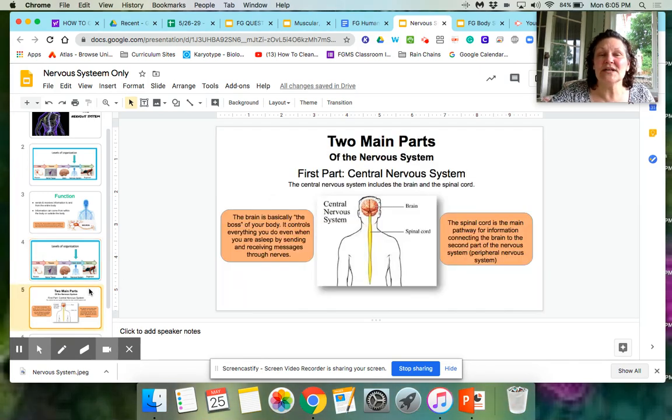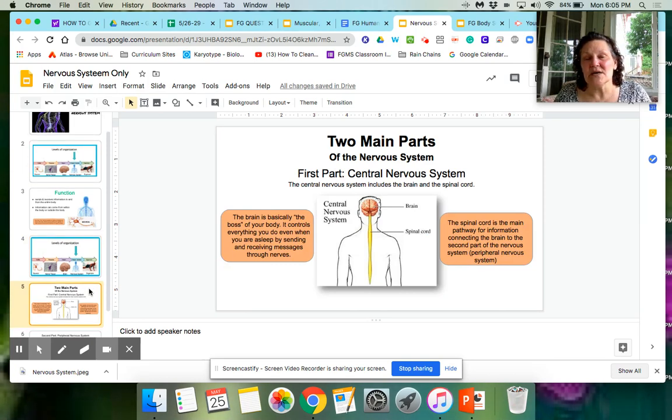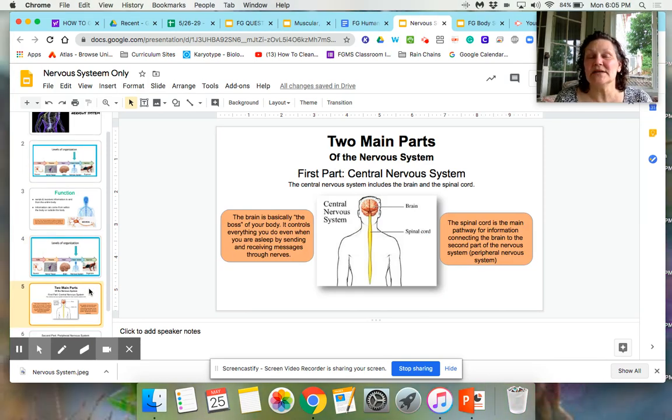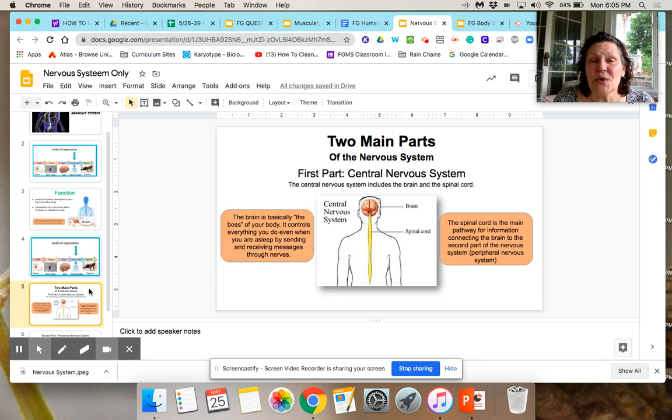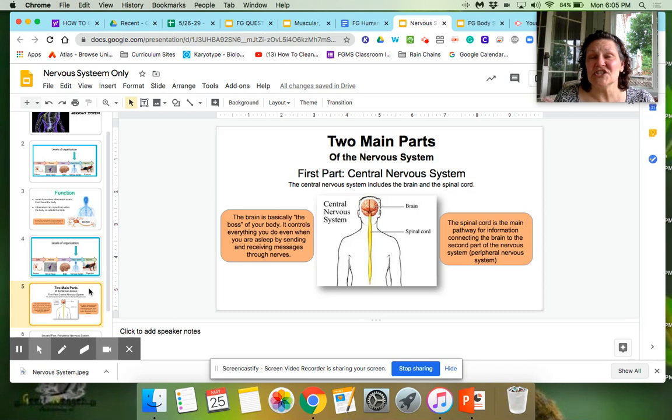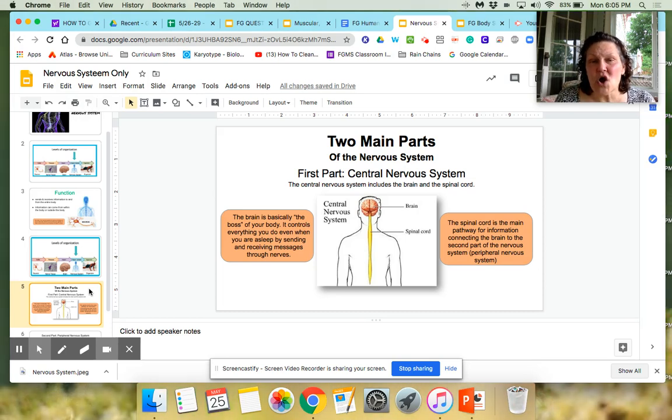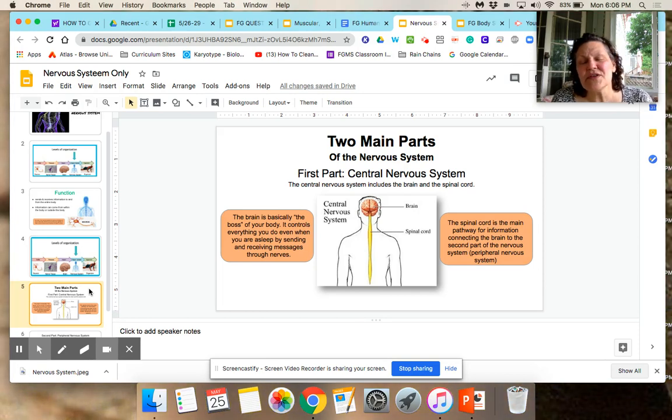So now what we're going to do is look at the fact that the nervous system is typically separated into two parts. It is separated into the central nervous system, which is this slide, and the peripheral nervous system. When you look at the nervous system, it's basically two things: your brain and your spinal cord. Those are your central nervous system. It controls everything in your body.